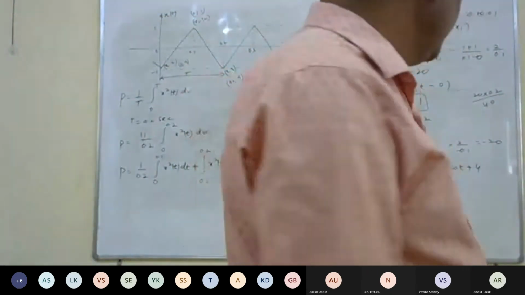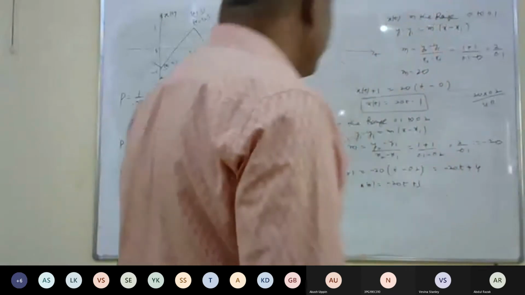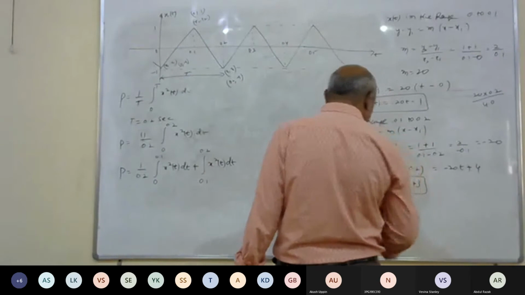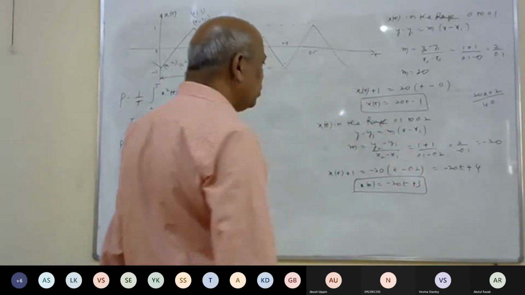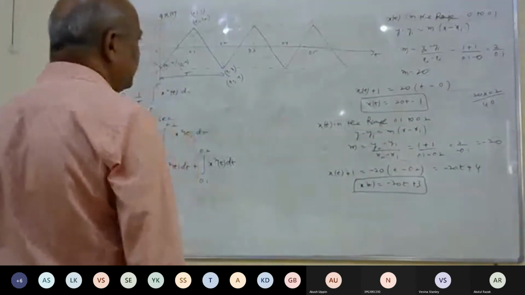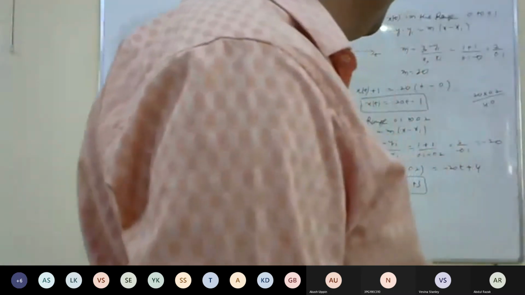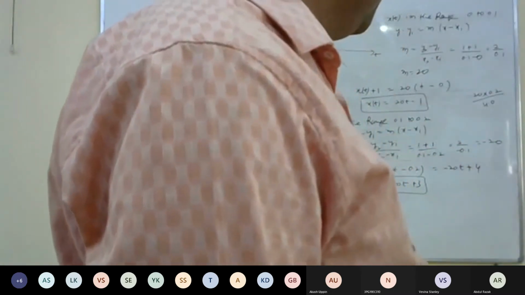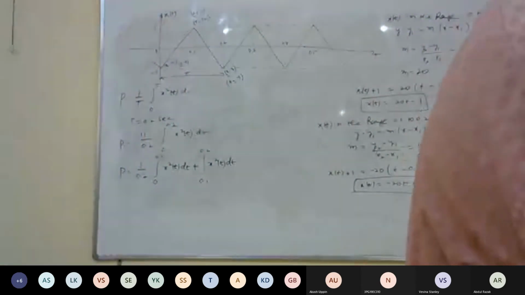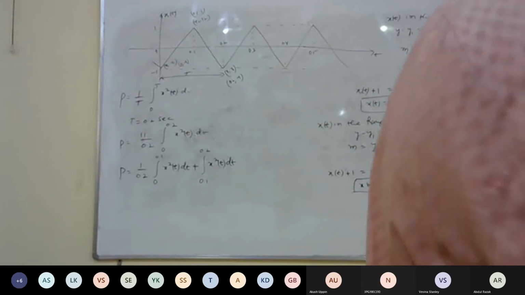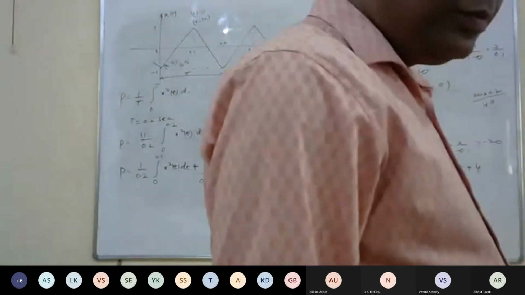Hello? Hello? This is the x of t in the range 0.1 to 0.2. Yes, sir. Okay. Shall I raise the board? Hello? Yes, sir.